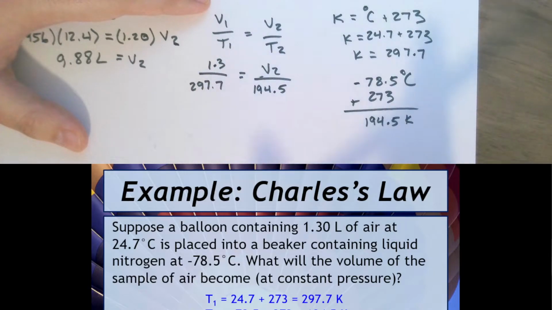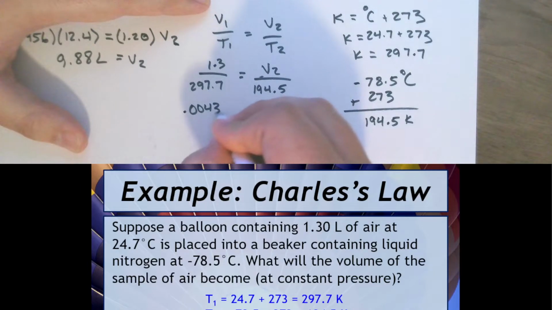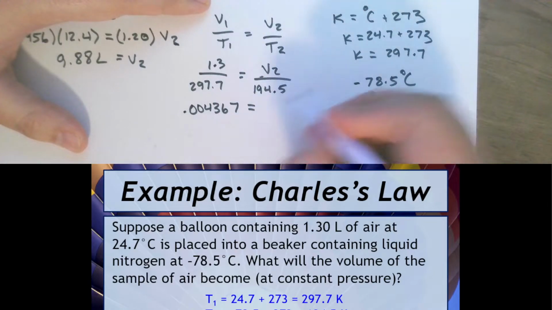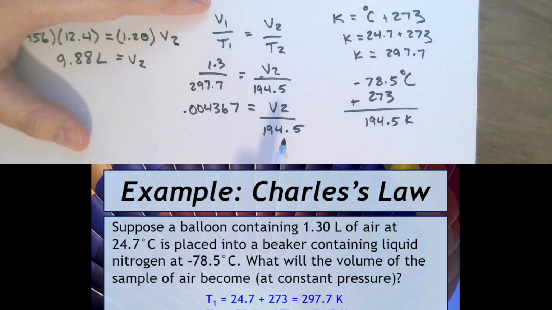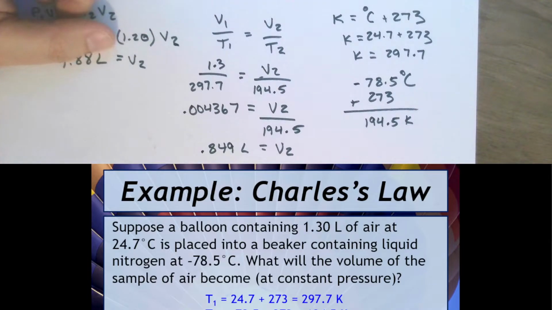1.3 divided by 297.7. I can just solve that with my calculator. And I get something like that. And it'll simplify the right, but it's pretty much already simplified in this problem. Okay. And now I just solve for V2. I just have to multiply both sides by this 194 to get V2 by itself. And when I do that, I get 0.849 liters for my new volume. Okay. So that one there is Charles' law.